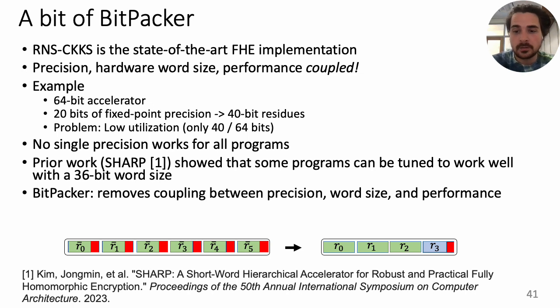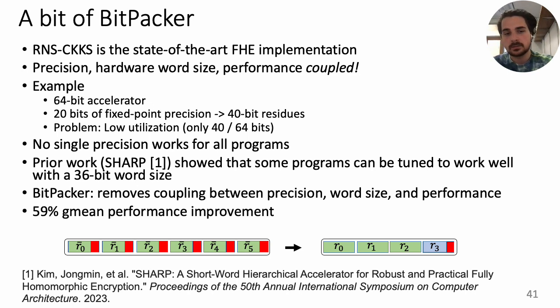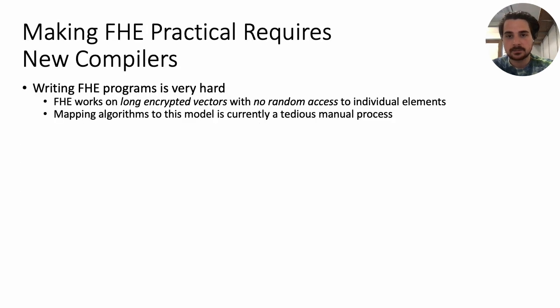Bitpacker addresses the root of the problem. It completely removes the coupling in RNS-CKKS. You just use the residues that match the word size, with the exception of the last one or two residues, shown in blue in the slide. So this makes narrow word sizes optimal, both for performance and for precision. And it allows a narrow bitwidth accelerator to support any precision without bits of the data path going unused. This results in a 59% G-mean speedup over RNS-CKKS.